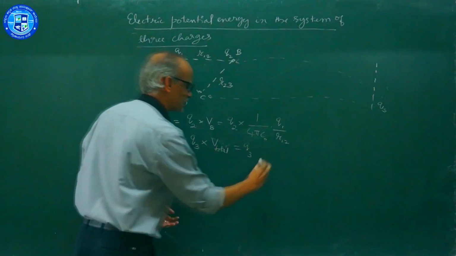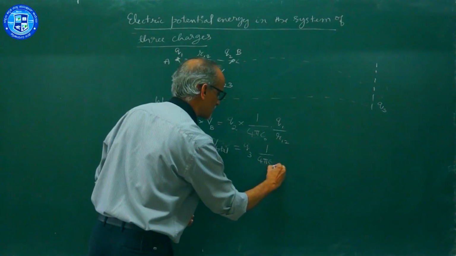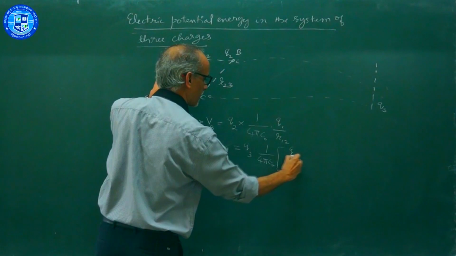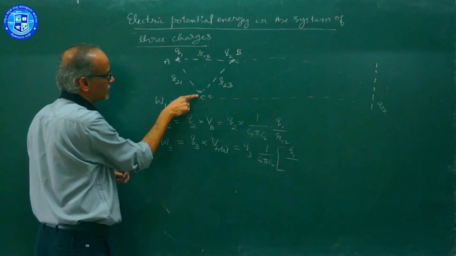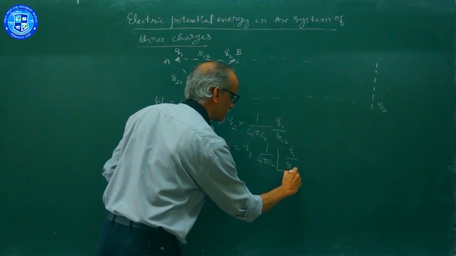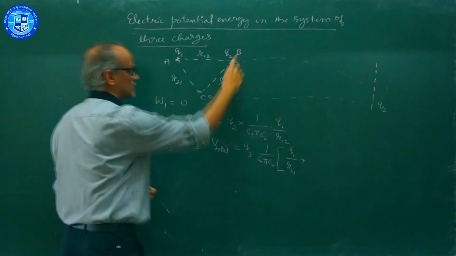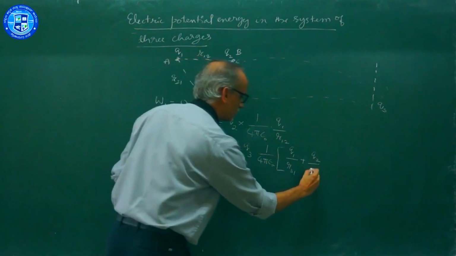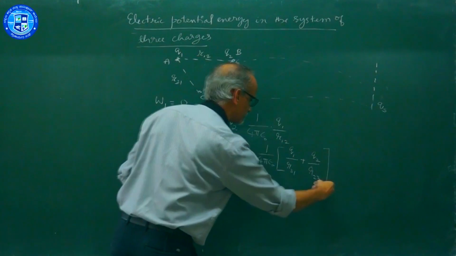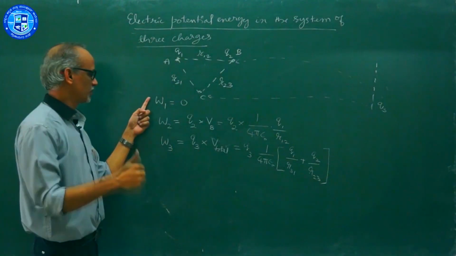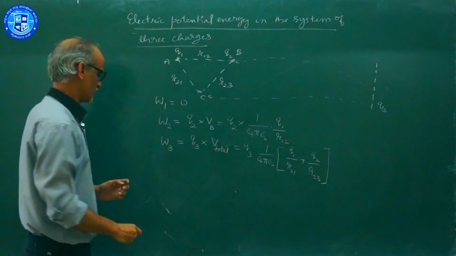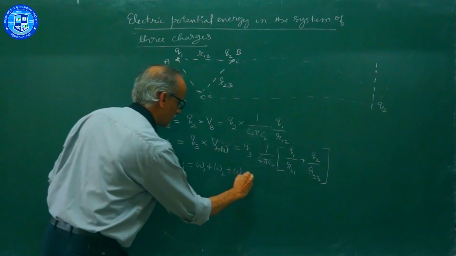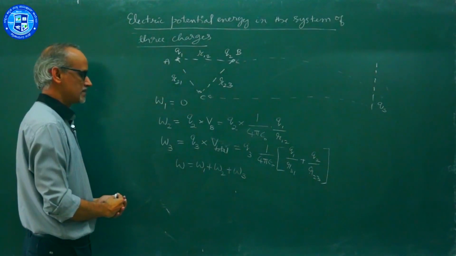And how to calculate the net potential? Constant 1 by 4 pi epsilon naught into the first charge, which is Q1, by its distance to the point C, which is R31, plus the second charge, which is Q2, by distance R23. So these are the work done in moving the first charge, second and the third charge. So we are going to find the net work done by adding all these three equations.